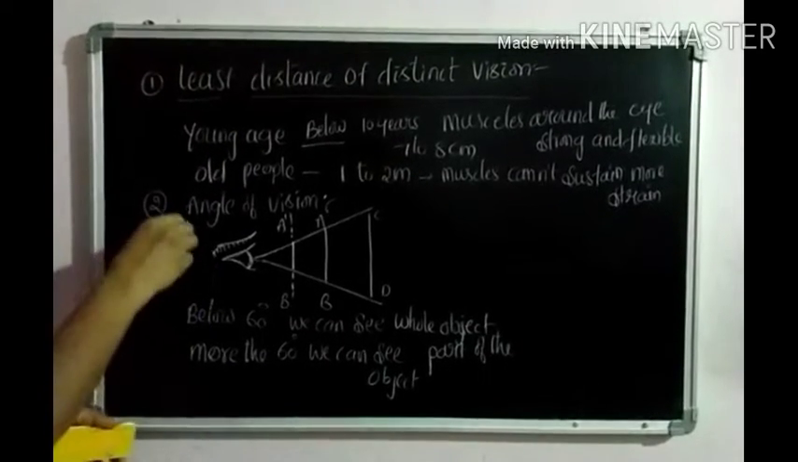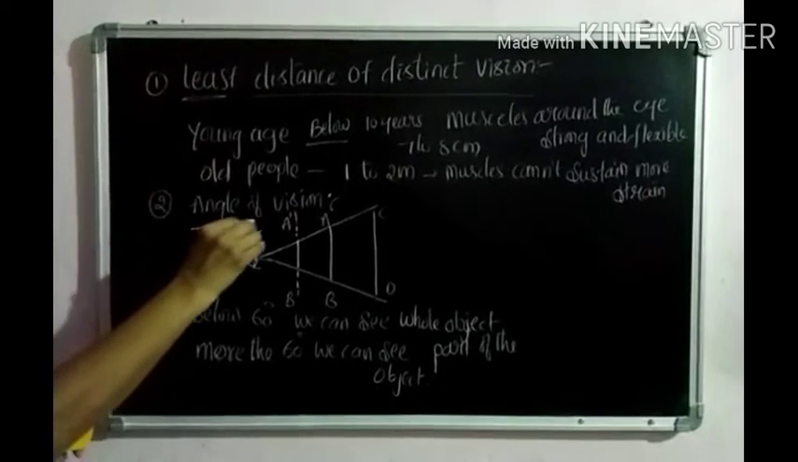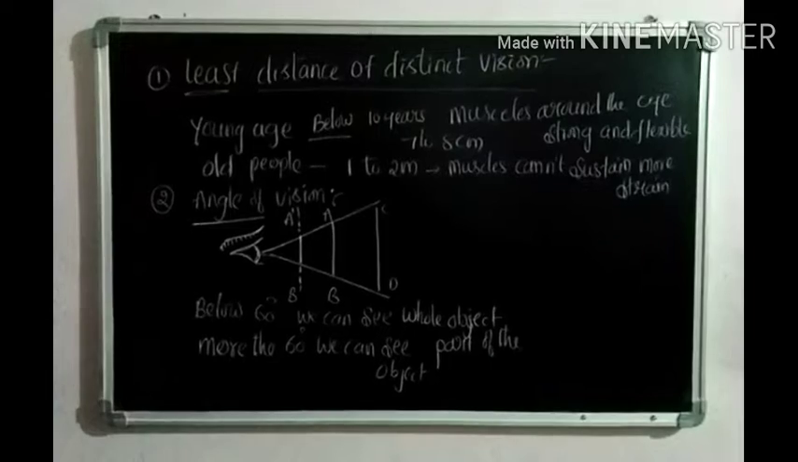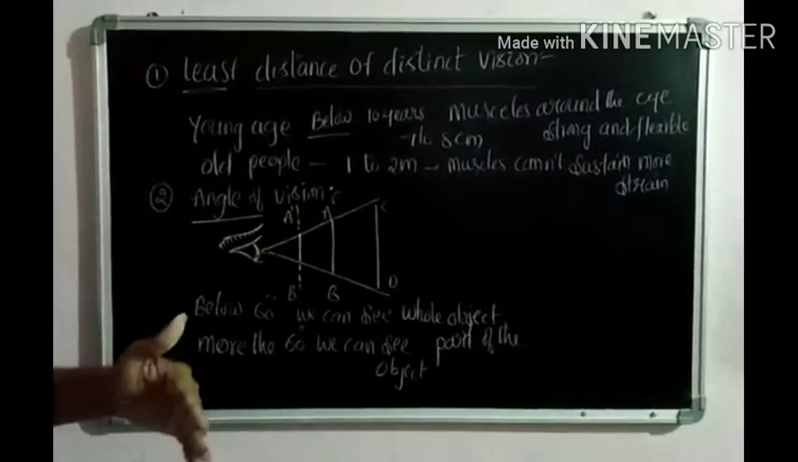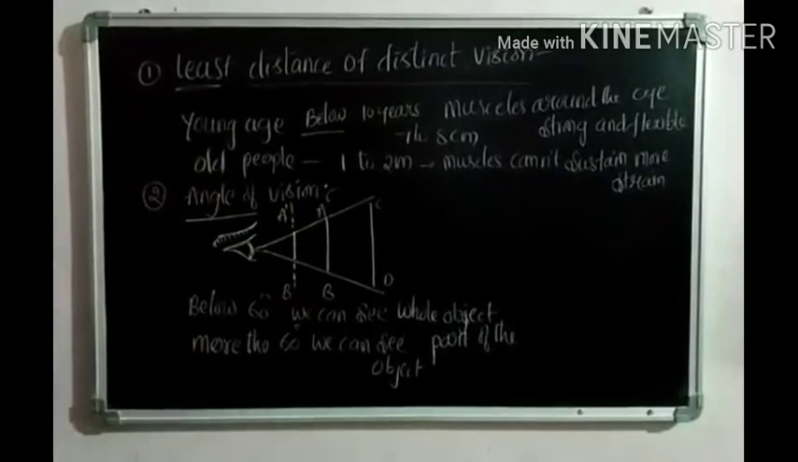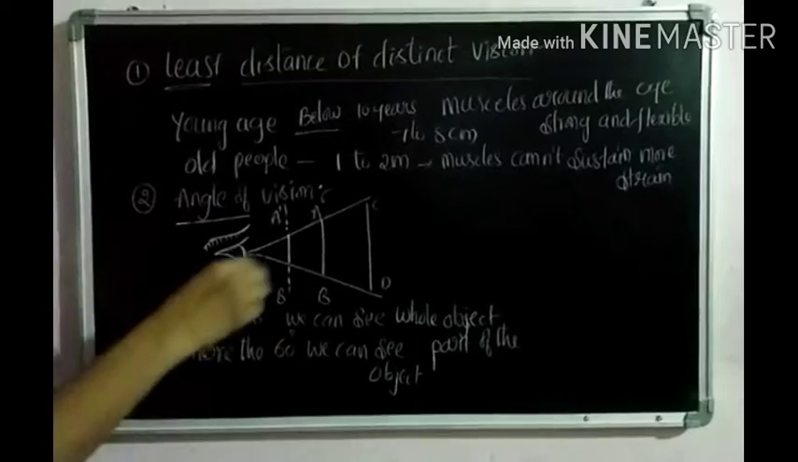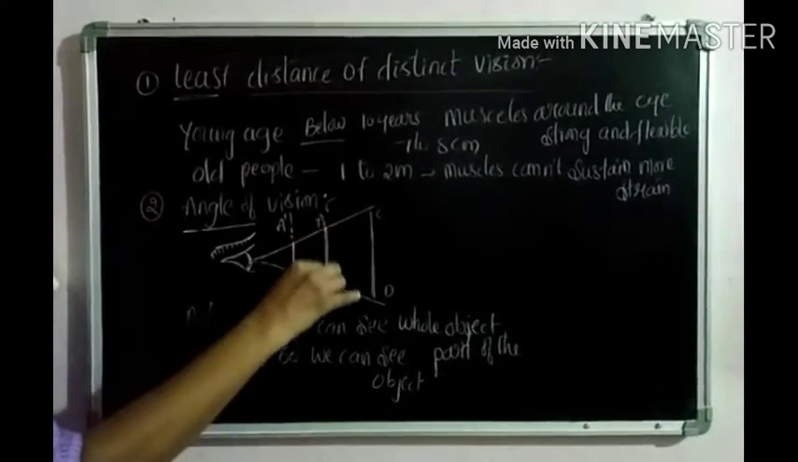The next topic is the angle of vision. For our understanding, we have an activity, which I will show through one video. Before going to see that video, I am explaining what the angle of vision is. Here I am taking an object AB.